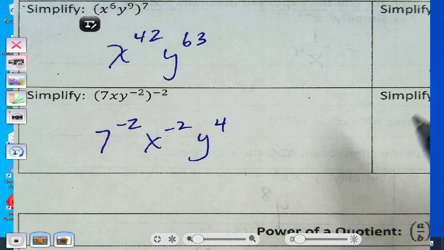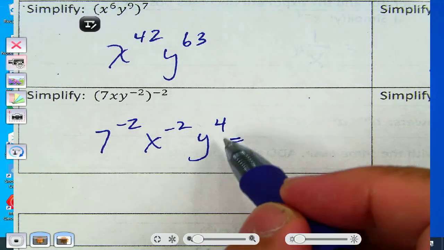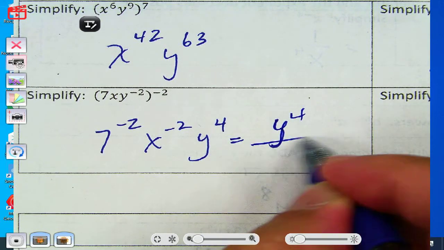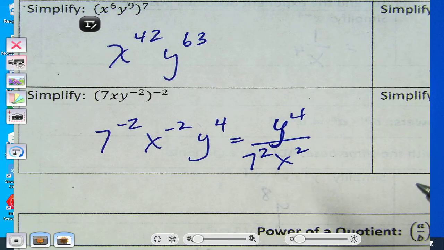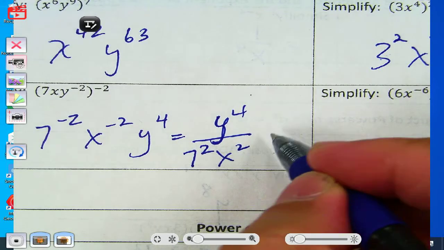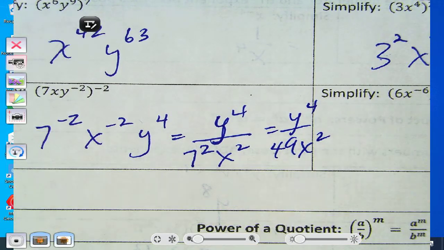Right? But I have negative exponents, which is not allowed. So I'm going to rewrite it. I do have a positive exponent, so I'm going to leave that in the numerator. That's y to the 4th. And put in the denominator 7 squared x squared. But 7 squared you should be able to do, right? What's 7 squared? 49. So I'm going to write 49x squared in the denominator.